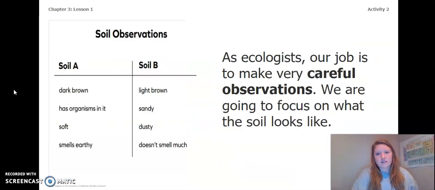As ecologists, our job is to make very careful observations. We are going to focus on what the soil looks like and a little bit on what it smells like. I know you guys couldn't smell it, so I wrote down some observations for soil A and soil B on the chart to the left. So soil A is dark brown. It has organisms in it. It was soft and it smells earthy. Soil B was light brown, sandy, dusty, doesn't smell like much.